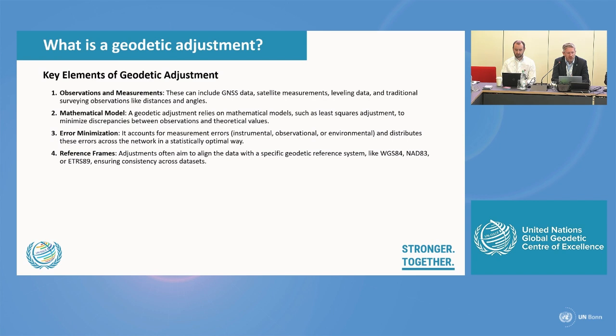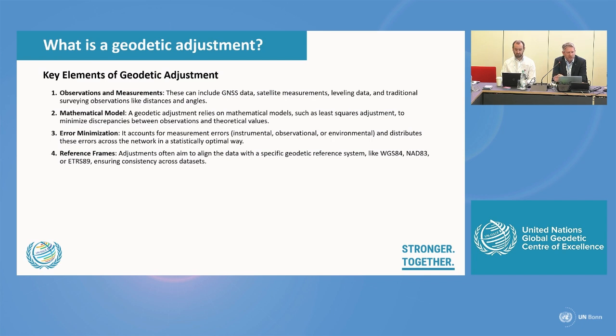There's then a mathematical model. A geodetic adjustment relies on having a mathematical model, like a least squares adjustment, to minimise the discrepancies between the observations and the theoretical values. For those of you who are new to this, it will make a bit more sense when we go through an example, but it's good to have this written down for you to go back and have a look at.